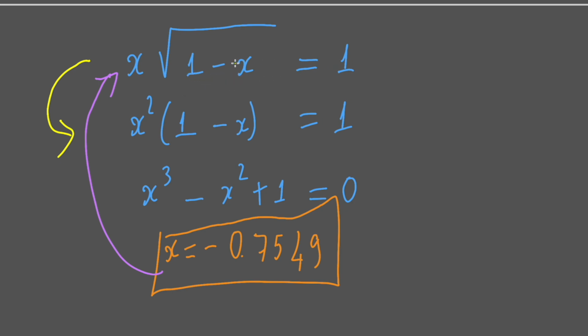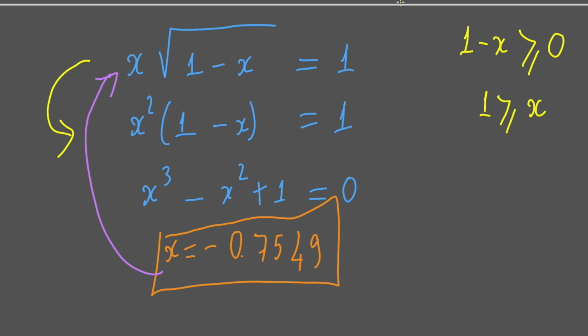In this case, the domain of x should be considered under the radical. You have 1 minus x. Because we consider the real root values, 1 minus x has to be greater than or equal to 0, then it means x is smaller than or equal to 1.